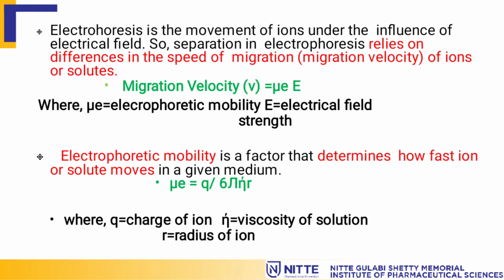So what is more important here is electrophoretic mobility. Electrophoretic mobility is a factor that determines how fast an ion or a solute moves in a given medium. It depends upon the charge which the ion is carrying, its radius, and the viscosity of the medium in which it is placed. You can see it here, what is Q. The charge of an ion is directly proportional to electrophoretic mobility, and the radius is inversely proportional to electrophoretic mobility.